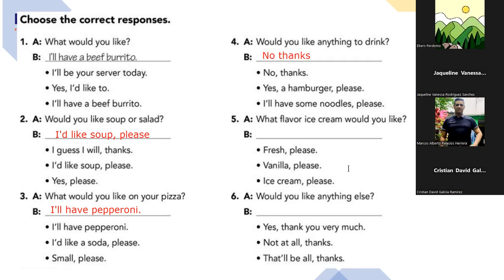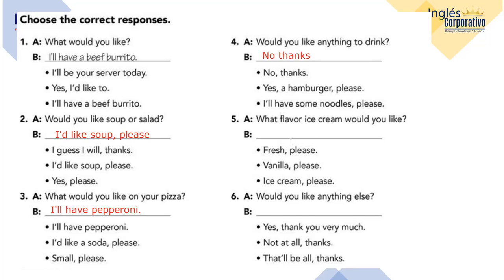Very good. Number five, what flavor ice cream would you like? Vanilla, please. Oh, vanilla. Very good, like vanilla ice cream. There is a comma. Oh, there's a period here. Okay. And you put an L. Oh, my bad. Sorry about it. No worries. Would you like anything else?